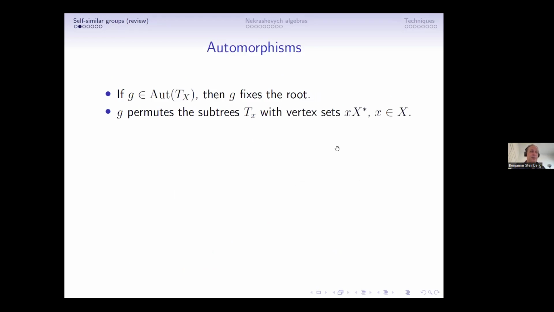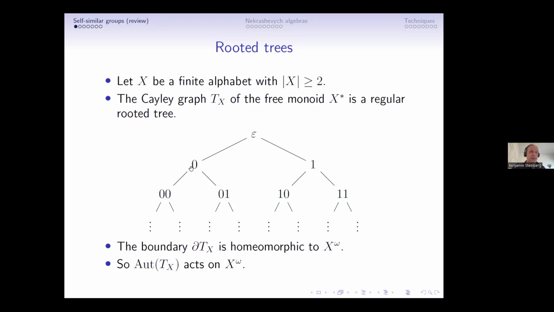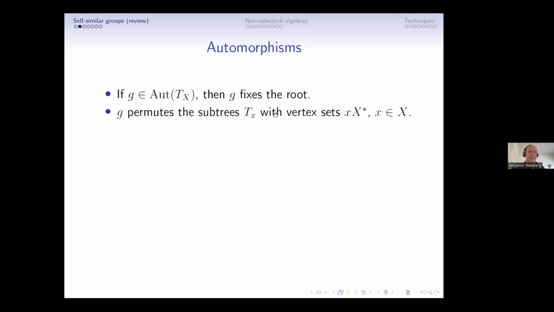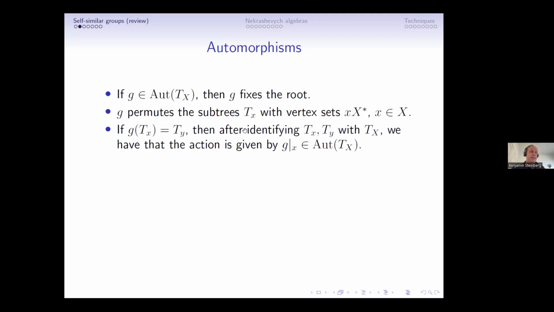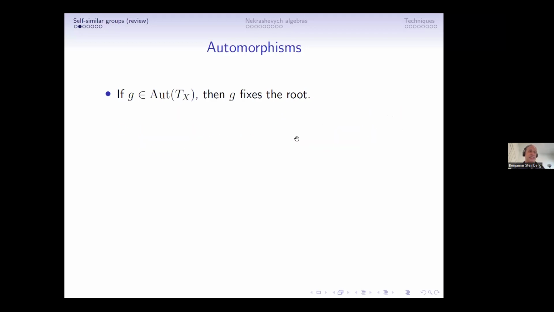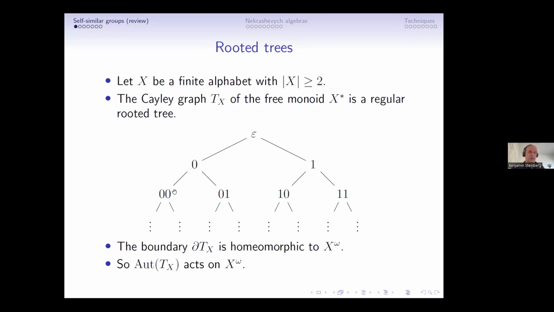Maybe I'll go back to the picture a second. Because the root is preserved, the action of an automorphism must shuffle around these two trees, the tree of things starting with 0 and the tree of things starting with 1. So I call T_x the tree of things starting with x. So the vertex set is all words starting with x, and these trees will be permuted around. And if g takes T_x to T_y, then after all these trees look exactly the same. This tree looks exactly like the full tree by just removing the first letter 0. And this tree looks exactly like the full tree by removing the first letter 1.